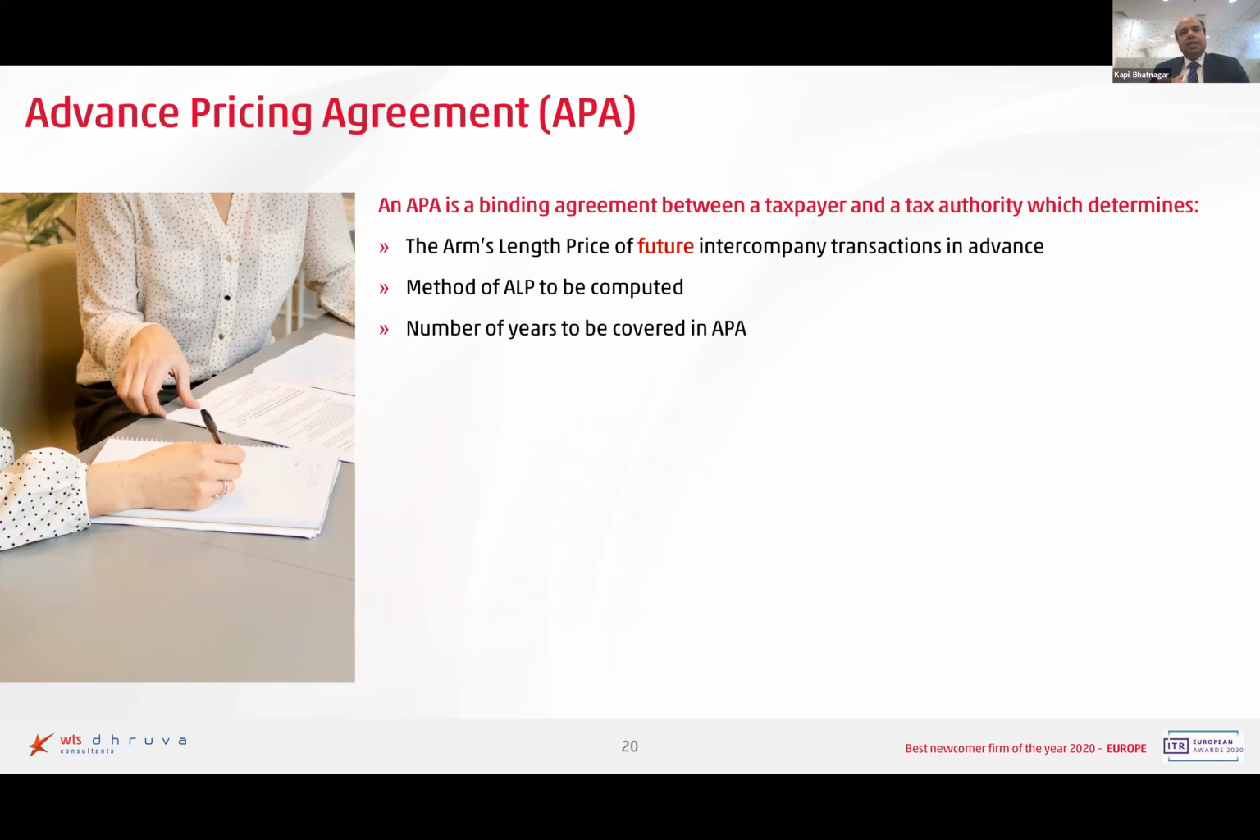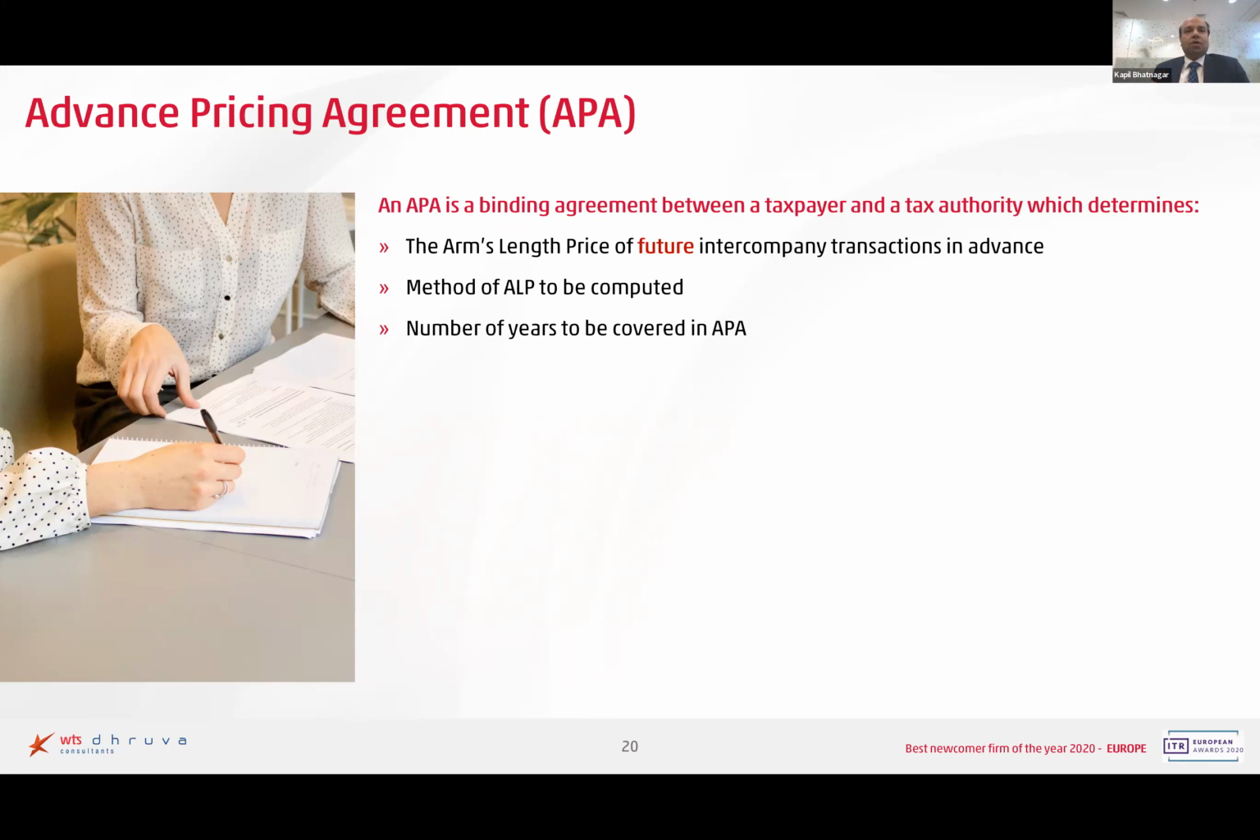An APA typically is a binding arrangement between a taxpayer and the authorities. Once it is signed, the authorities as well as the taxpayer cannot back out from that arrangement. It talks about the arm's length price of a future transaction. Like I said in the beginning, if taxpayers are uncertain about the pricing arrangement of a transaction and how the authorities are going to look at it in the future, they can enter into an APA in advance and get certainty. Whenever we file an APA with the authorities, the method to determine the arm's length price is presented to the authorities in that APA application.